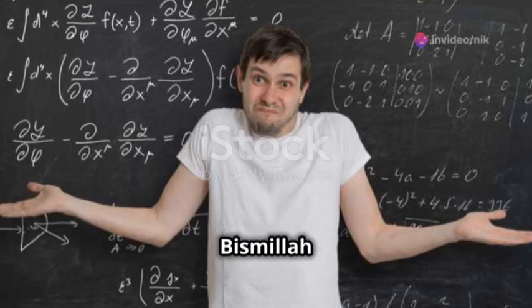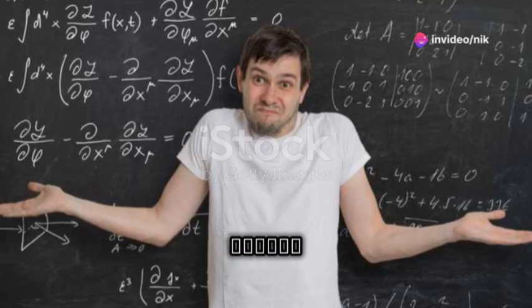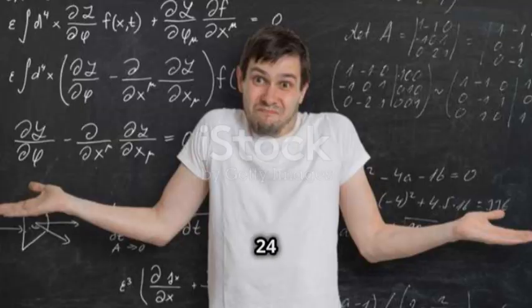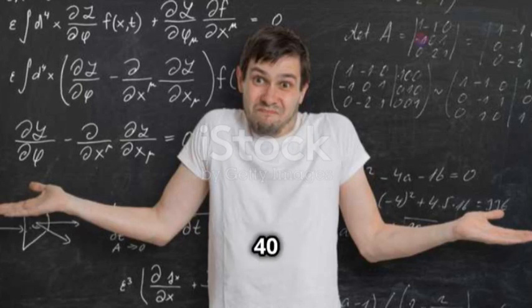Bismillahir-Rahmanir-Rahim. Convert to numbers, breaking down each word. Bismi: B equals 2, S equals 14, M equals 24. Total for Bismi: 2 plus 14 plus 24 equals 40.